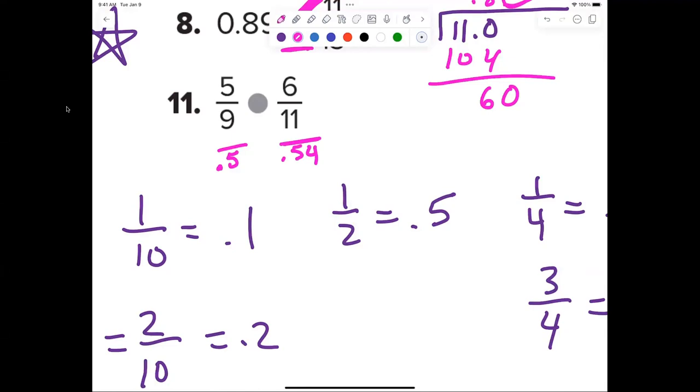Gage, you good with that? Because I multiplied by 9. Does everybody remember what we talked about, right? Now, is 0.5 repeating bigger or smaller than 0.54 repeating?